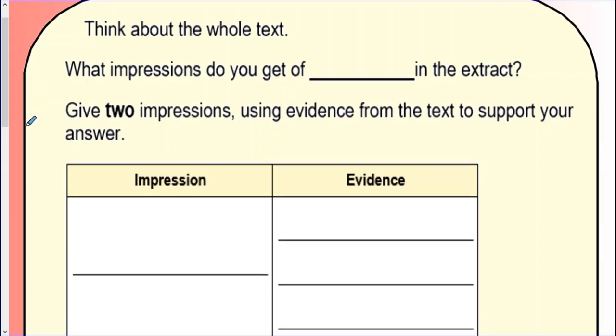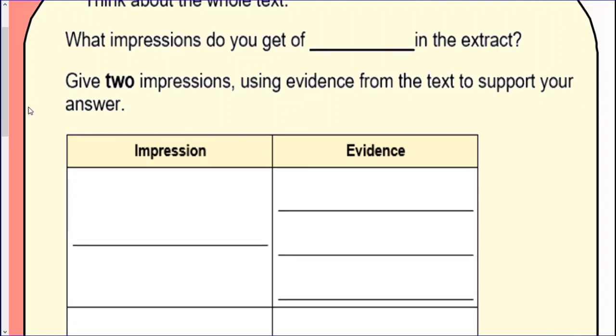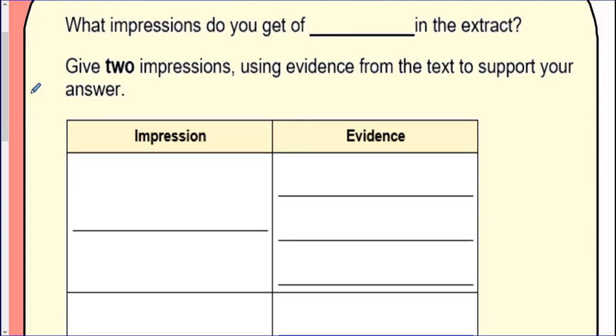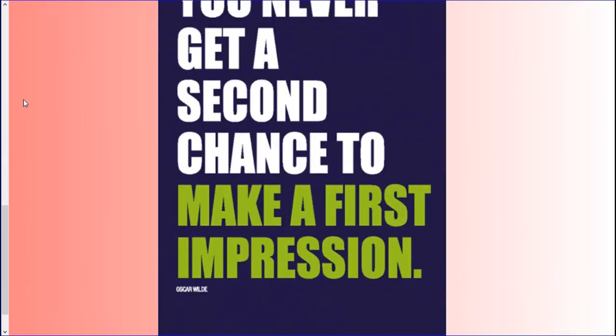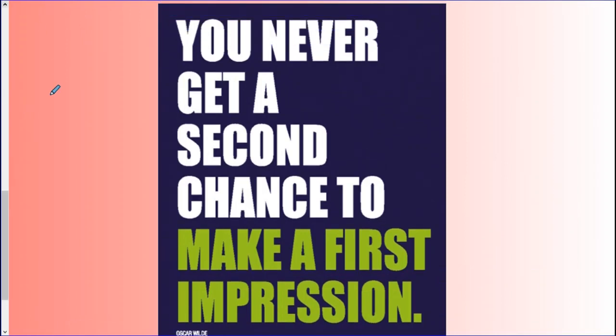Now, I know we've definitely seen these questions before in class. You're going to think about some extracts of the text and you're going to write down your impressions that you get from different characters. As you can see here, this question is asking you to give 2 impressions and use evidence from the text to support your answer. Now, I've put this at the bottom of this slide. It's quite a famous quote, you might have heard it before. You never get a second chance to make a first impression. Now, an impression is an idea that you get from somebody or something based on their actions or how they look.